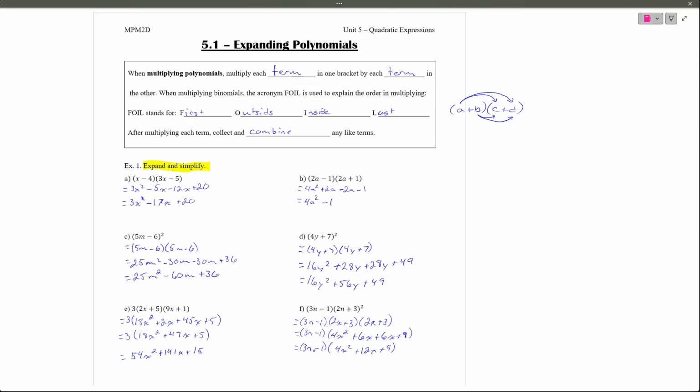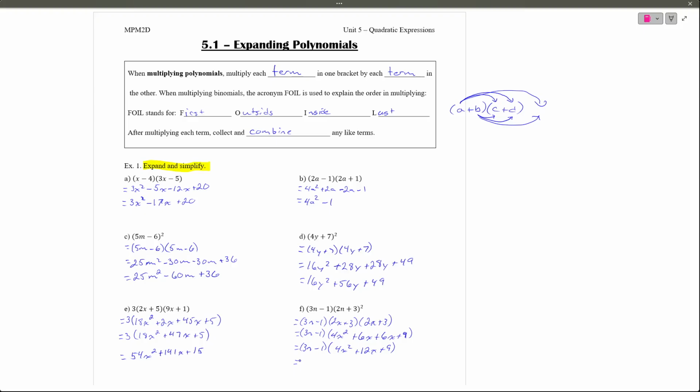Okay. Now you're like, wait, you have a binomial multiplied by a trinomial. Does it still work? It certainly does. It just means that we would multiply each term by all 3 terms. If there were a third term, I would go here, and then I'd go here again. It's still the same idea, doesn't change. If we read the first statement, when multiplying polynomials, multiply each term in one bracket by each term in the other bracket. Okay, let's do the work.